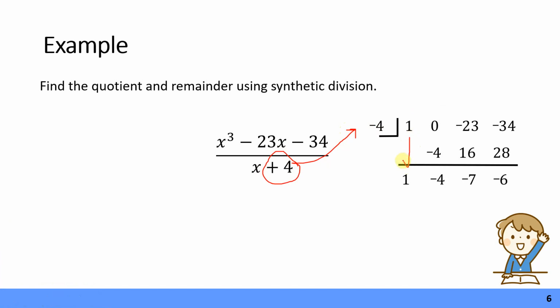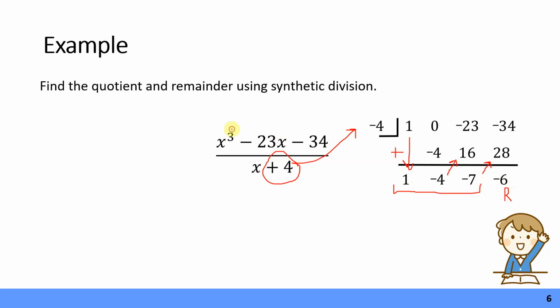So I bring this one down. 1 times negative 4 is negative 4. I add 0 plus negative 4 gives me negative 4. Negative 4 times negative 4 gives me the positive 16. 16 plus a negative 23 gives me a negative 7. Negative 4 times negative 7 gives me a positive 28. And then negative 34 plus 28 gives me the negative 6. Again, this one is my remainder. And these three numbers are going to be my new coefficients.